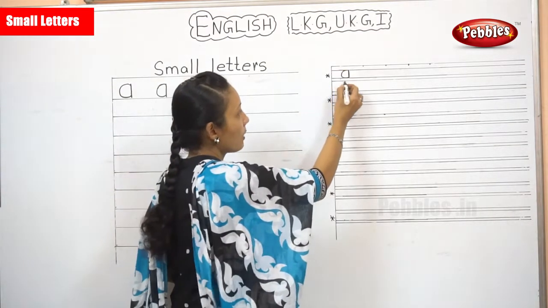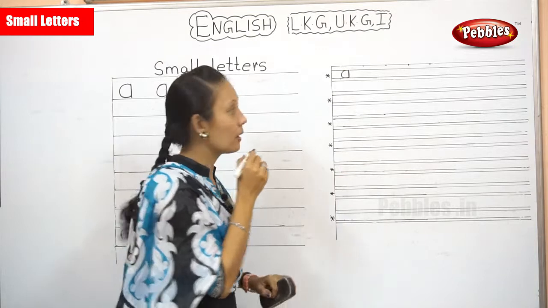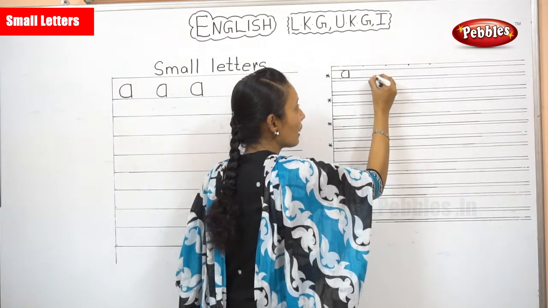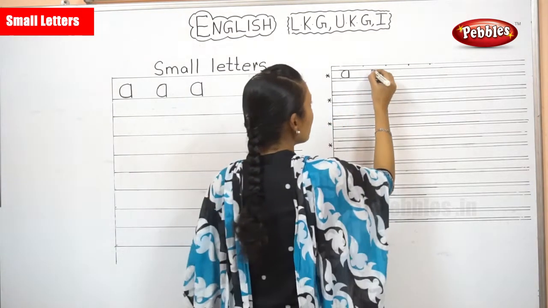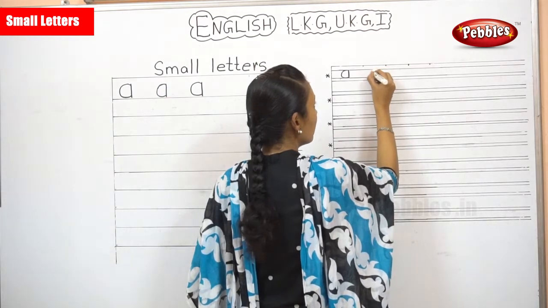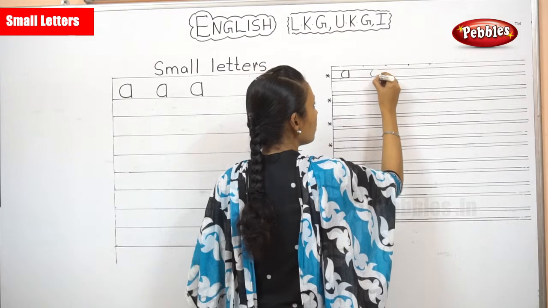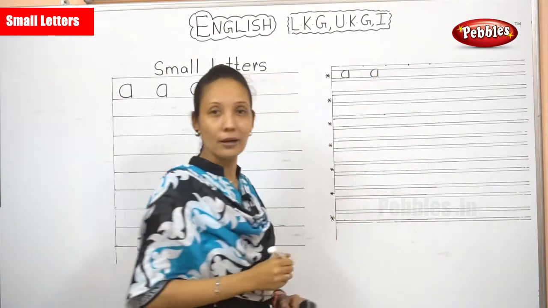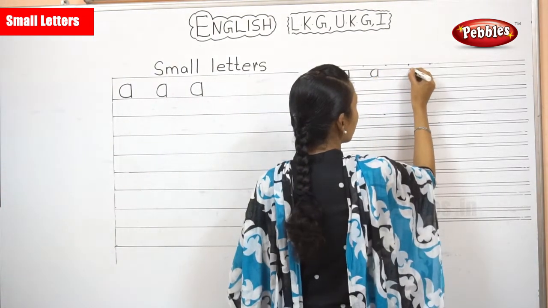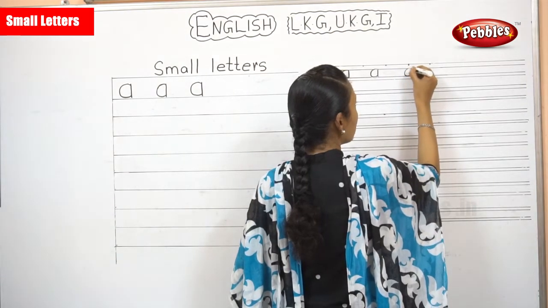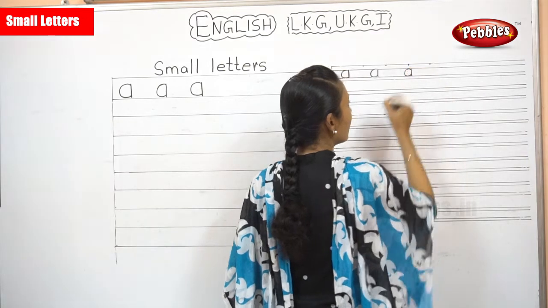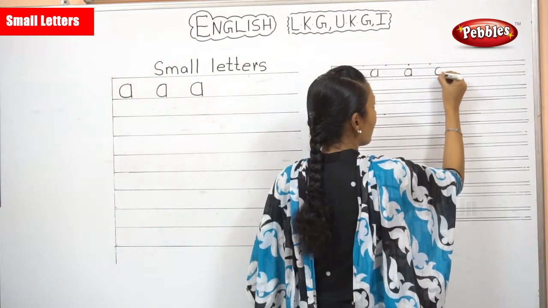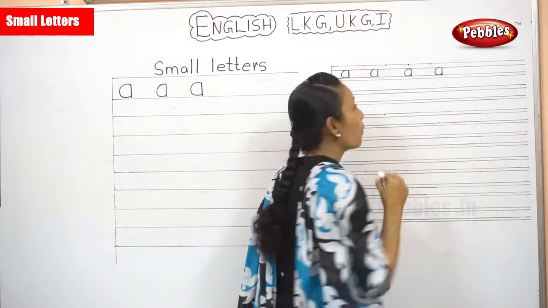You need to write it only in your second and your third line. Once again I show you your curve and your standing line. This is your small a. Once again, your curve and your standing line is small a.